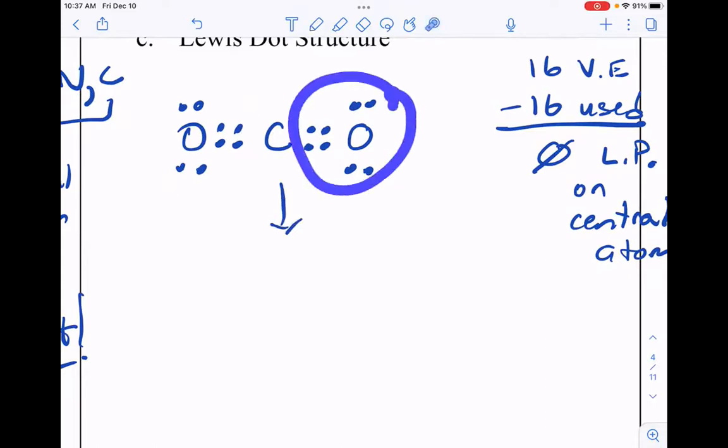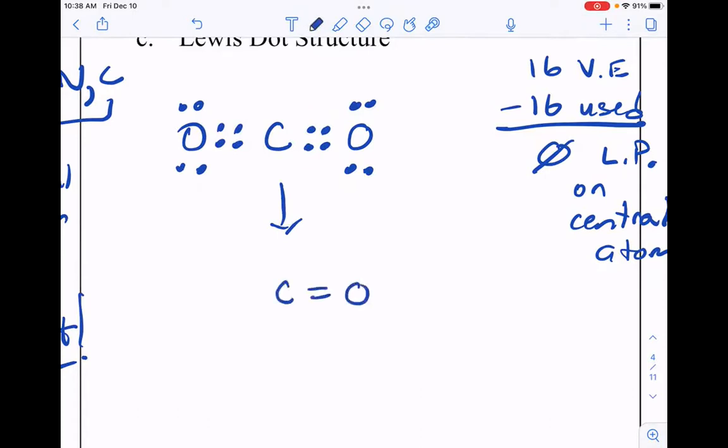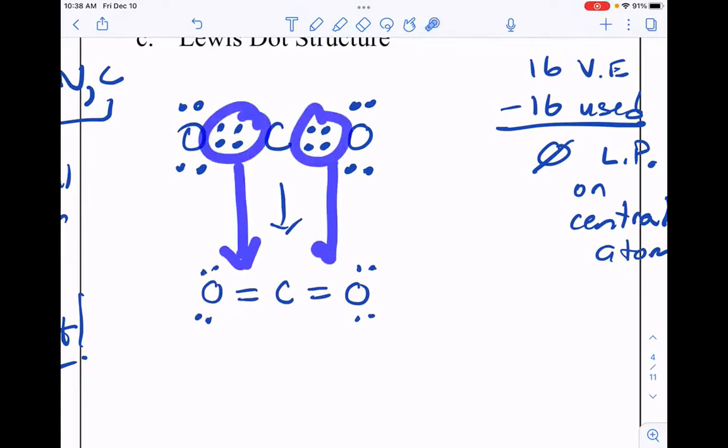Also, we can go ahead and check oxygen to see if we broke its octet. 1, 2, 3, 4, 5, 6, 7, 8. We did not break its octet. So same thing here, these 4 are shared between oxygen and carbon, so you can double count it. And so if we're trying to draw the Lewis structure, if you have 2 pairs of electrons like this, that translates to a double bond.